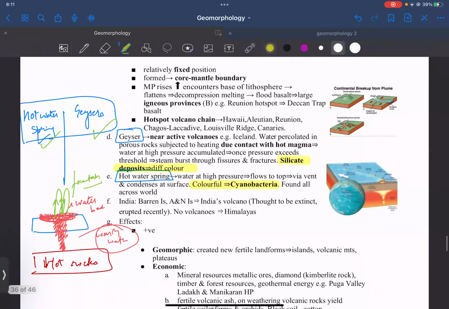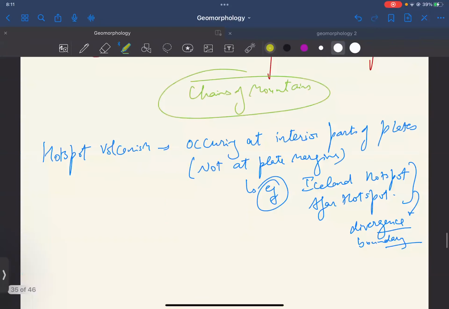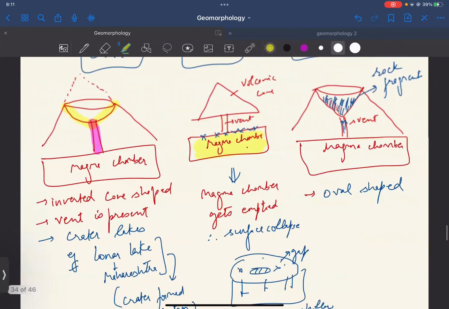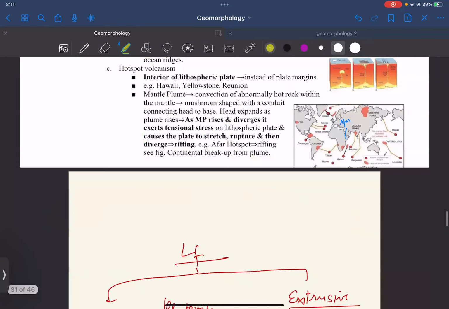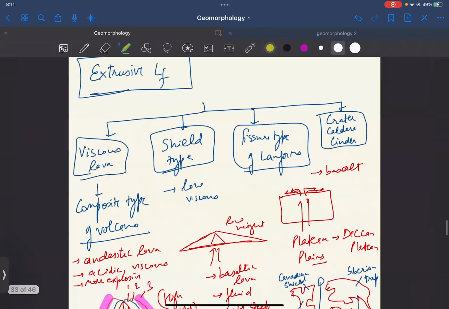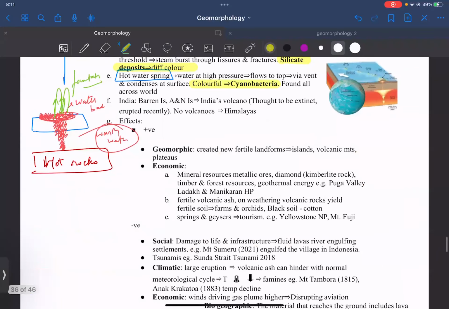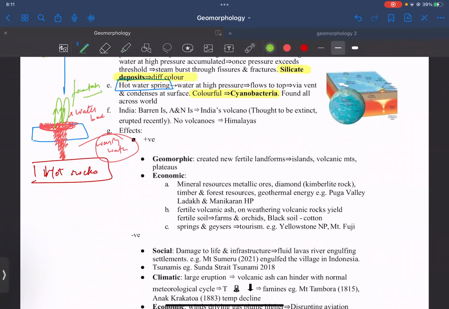Geysers, hot water springs, these are basically landforms. Geysers, hot water springs, hotspot volcanism, then various cones we have seen, and intrusive landforms. All right. Now let's have a look at the India part. In case of India, we find we have two kinds of volcanic landforms.